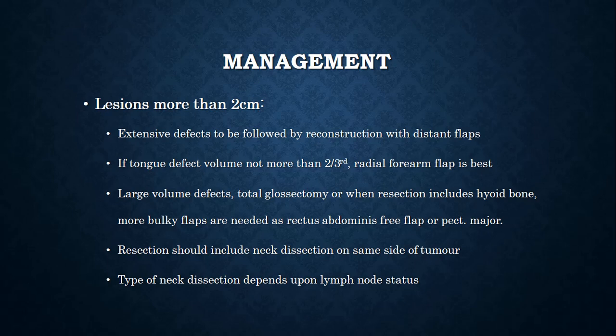Extensive defect followed by reconstruction with a distant flap should be performed in cases of extensive resection. If the tongue defect volume is not more than 2/3, radial forearm flap is the best choice. But in cases of larger volume defect, like in cases of total glossectomy or when the resection includes the hyoid bone, more bulky flaps are needed such as rectus abdominis free flap or pec major flap.